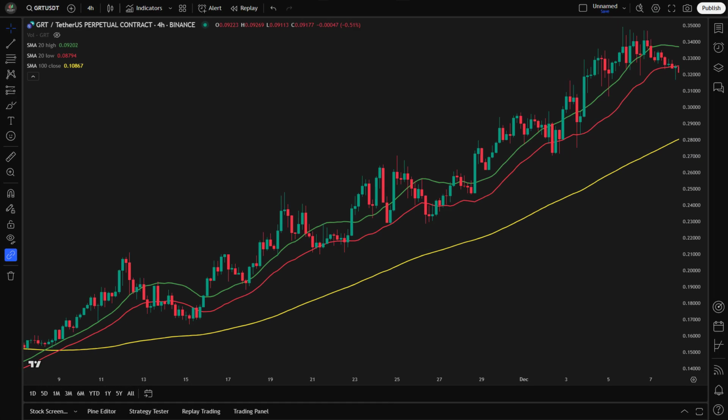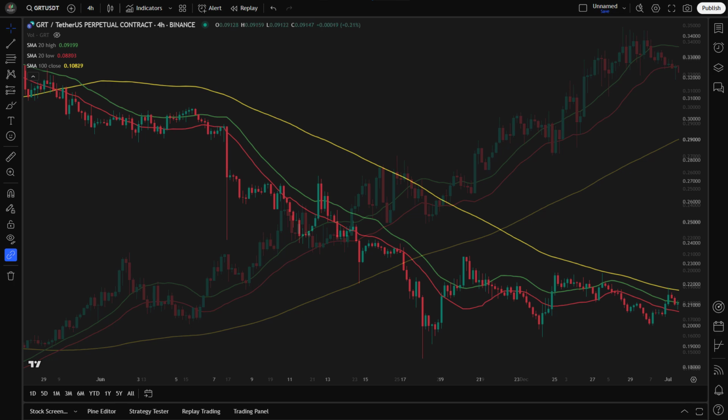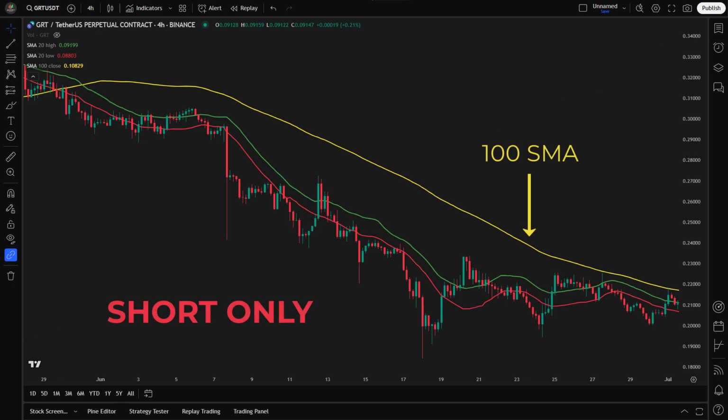Now, to avoid trading against the trend, we add a 100-period SMA as a trend filter. We only go long when the price is above the 100 SMA, and we only go short when the price is below the 100 SMA. This keeps us trading in the right direction, reducing unnecessary losses in choppy markets.